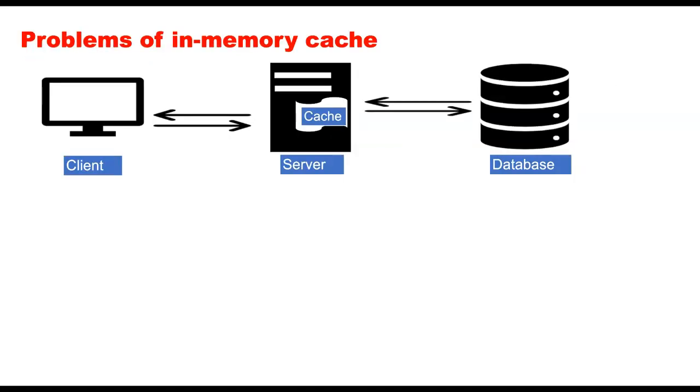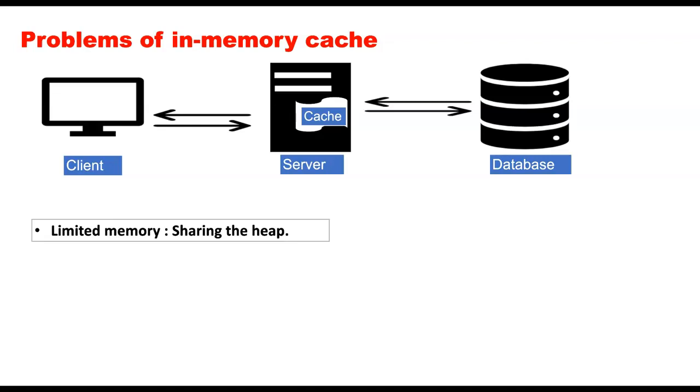But the in-memory cache also has some problems. The first problem is that it has limited memory, because it is sharing the same heap memory of the application server. So it has very limited memory. It's nearly impossible to store large data sets. When we are going to cache large data sets, it will be a big constraint.